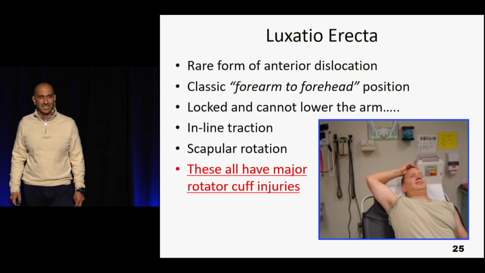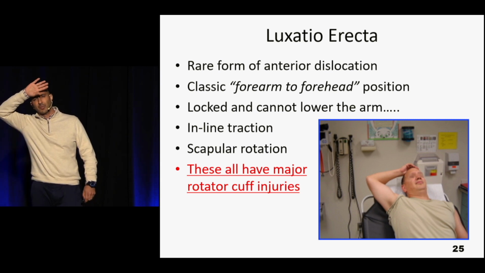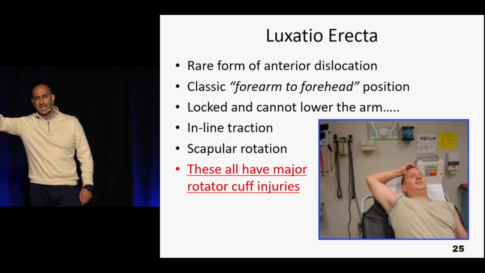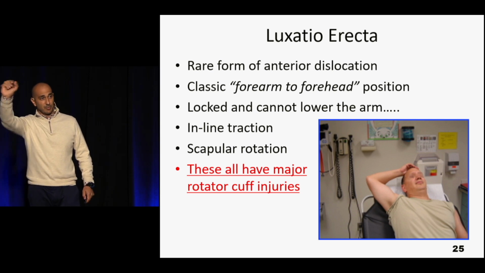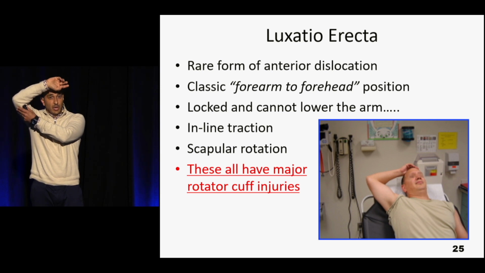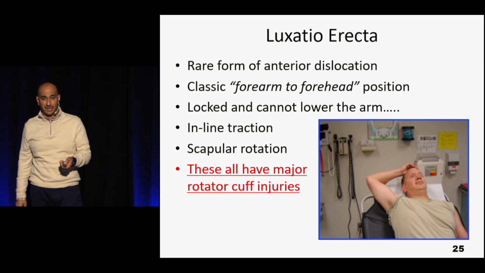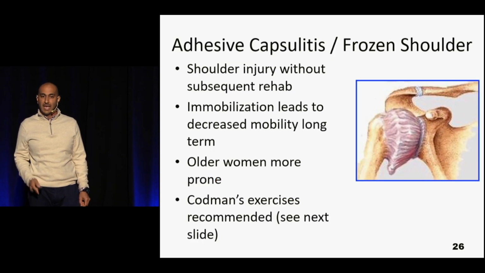This is the last one, luxatio erecta. Has anyone seen this? This is a pretty interesting pattern. It's an inferior dislocation that's like a variant of anterior. The patient looks like they're coming in in this very dramatic pose, like the back of the hand, the palm to the forehead sign, so luxatio erecta. And it's fairly easy to put back in. You just take them in the position they're in, and you do inline traction, and that'll get them back to where they need to be. These ones are unique in that they have a lot of associated rotator cuff injuries.